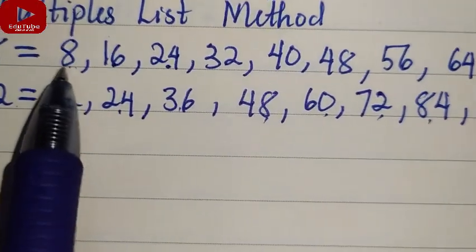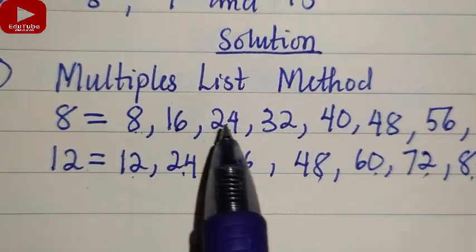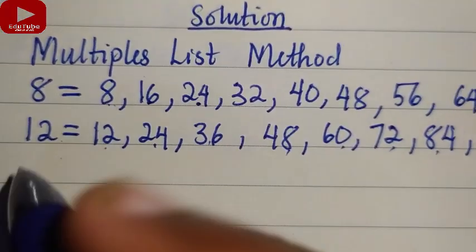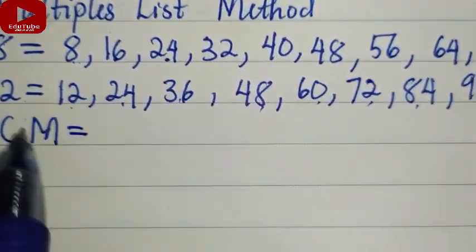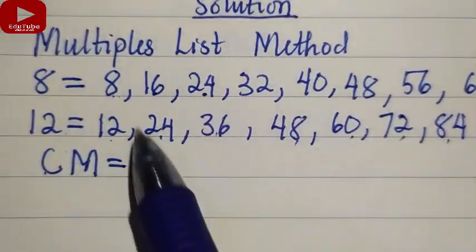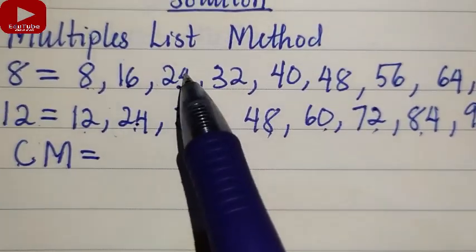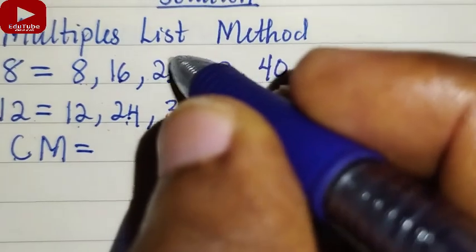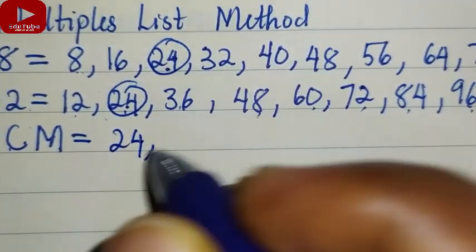Now that I've listed out the multiples of 8 and 12, because we are looking for the LCM, the lowest or least common multiple, we are going to identify the common multiples. So let's look for the common multiples. I have 24 in the multiples of 12 and I have 24 in the multiples of 8, so I'm going to circle them. The first common multiple I have is 24.